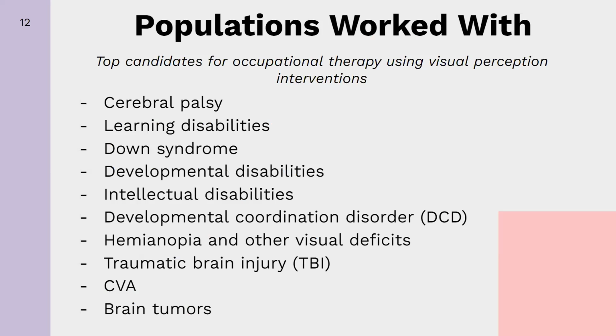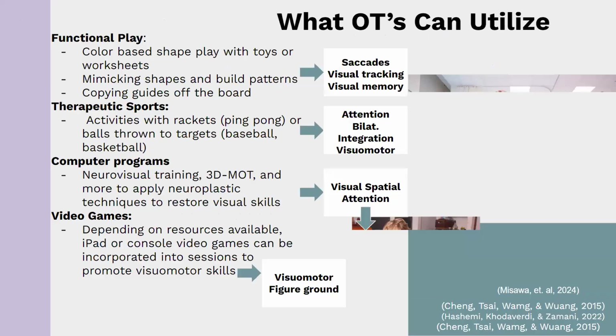Application to OT. These are some top candidates for OT with visual perception interventions. Common themes among the research was that these subjects had conditions such as cerebral palsy, learning disabilities, Down syndrome, developmental disabilities, intellectual disabilities, DCD, hemianopia, or other visual deficits, like with the brain tumors that I mentioned before, TBI, CVA, and different degrees of brain tumors.